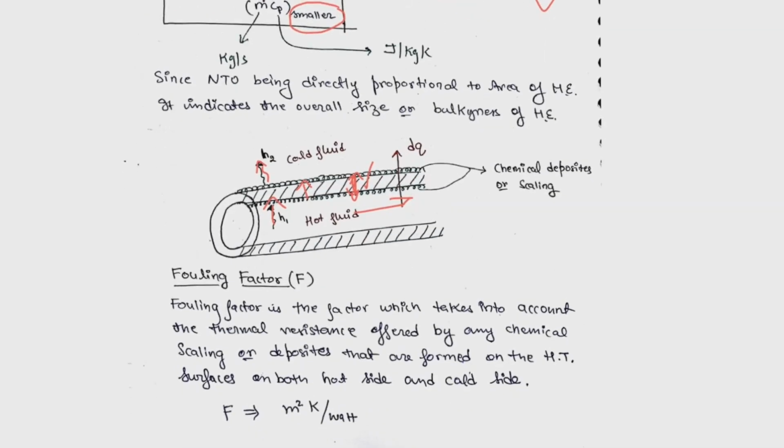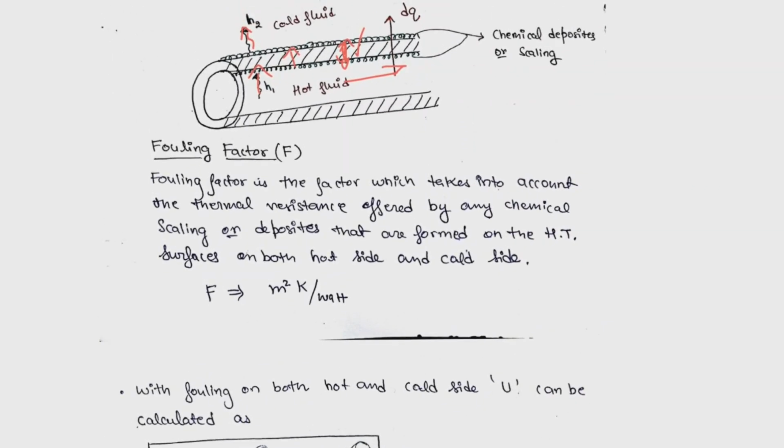Let us discuss something related to the fouling factor. While the pipe is in service, it will get some deposits inside as well as outside, like chemical deposits or scaling. To take this resistance into consideration, we use the fouling factor. The fouling factor takes into account the thermal resistance offered by any chemical deposits formed on the heat transfer surfaces, both on the hot side as well as on the cold side.